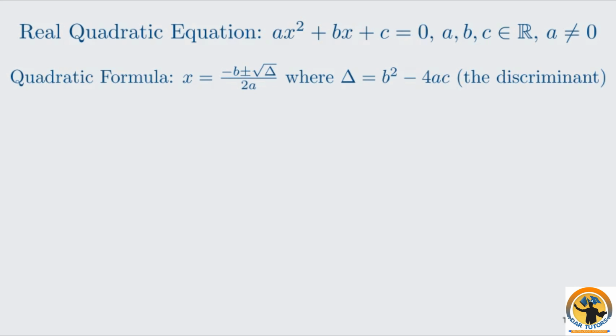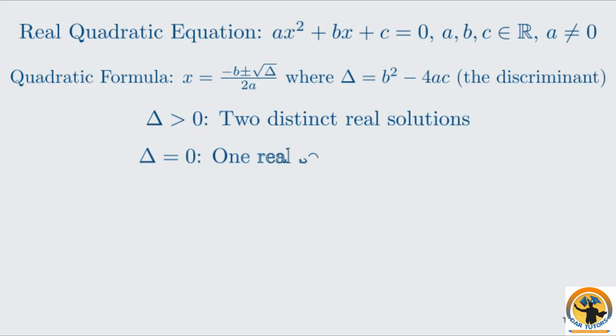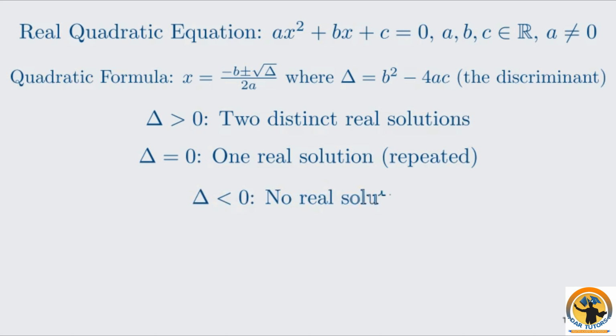The value of this discriminant, delta, tells us about the nature of the solutions. If delta is positive, we get two distinct real solutions. If delta is 0, we get one real solution, sometimes referred to as two equal or identical solutions. And most importantly for today's lesson, if delta is negative, the equation has no real solutions. This last case, where delta is negative, is what prompts the introduction of complex numbers. The core question is, what does it mean to take the square root of a negative number?